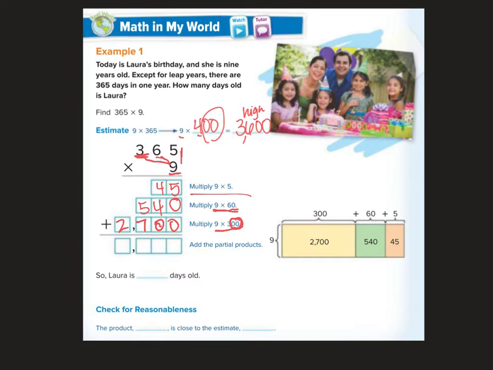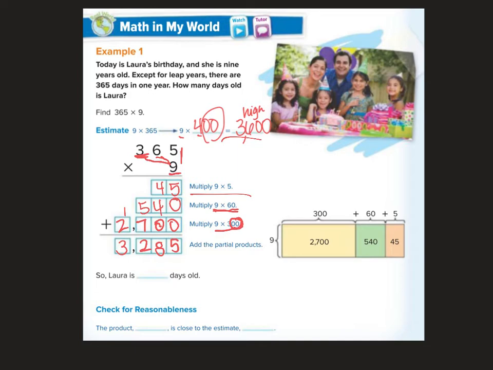So 5 plus 0 is 5. 4 plus 4 is 8. 5 plus 7 is 12. And 1 and 2 is 3. 3,285. And it is below our 3,600, so we're good there.